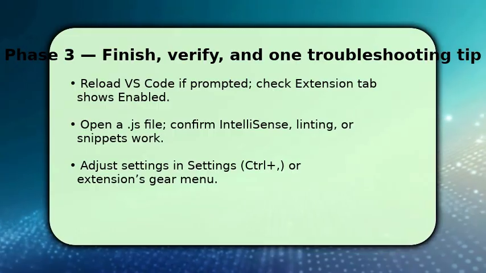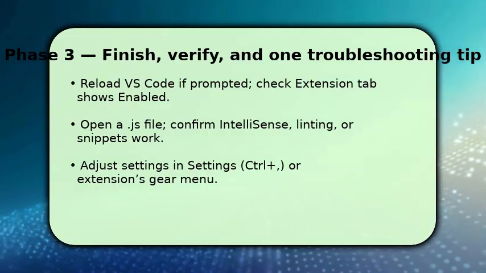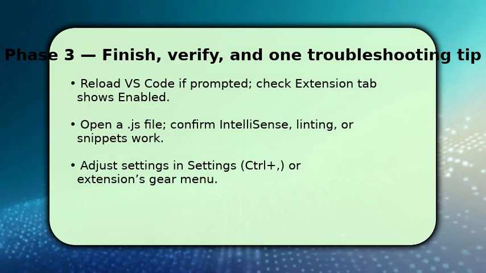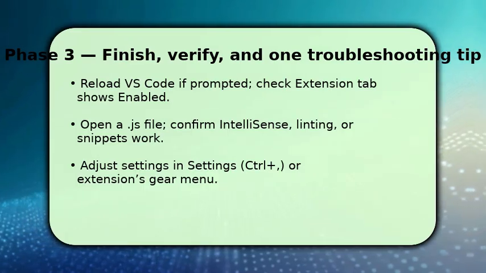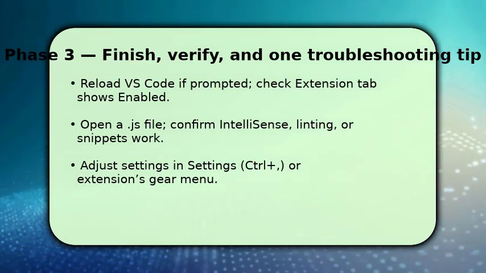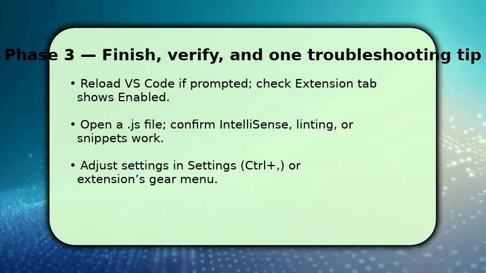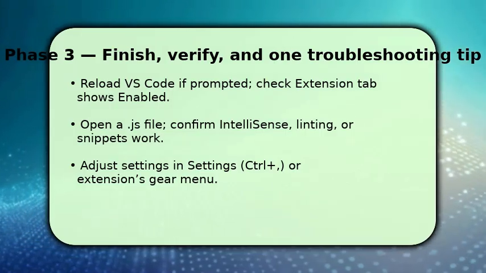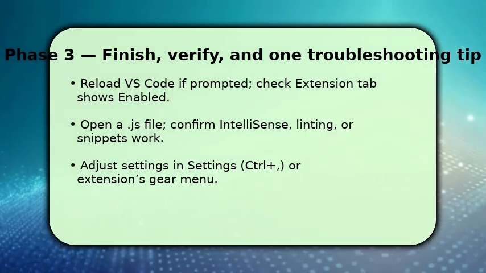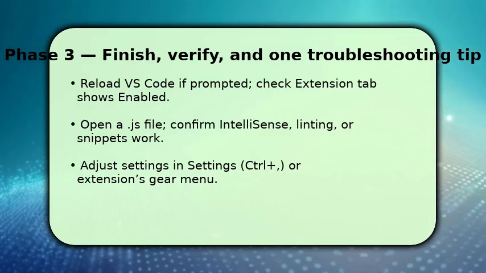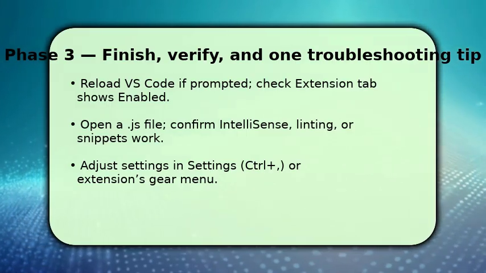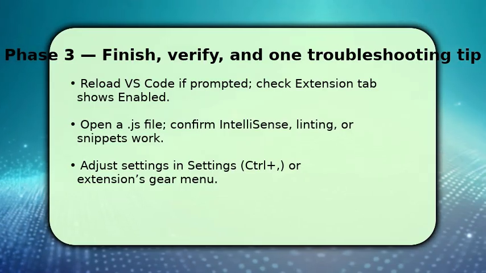Open any JS file to verify features like IntelliSense, linting, formatting, or snippets are active. Test a small example to see behavior. Then customize options via Settings, Control+, or the extension's gear menu. Change key bindings or rules as needed. If something fails, restart VS Code and disable conflicting extensions.